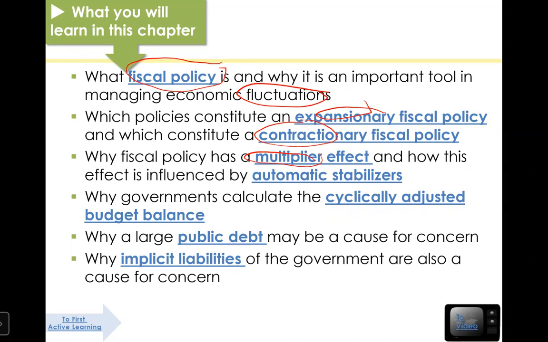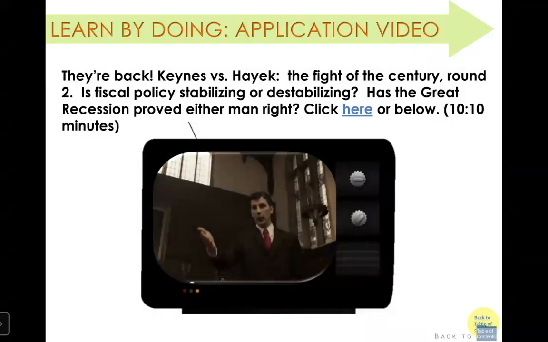Next, we are going to look at the budget balance. This is followed by public debt, and we also talk about implicit liability. Those are closely linked with each other. There's a video, and in class we won't have much time to watch, so I'll leave that for you. I encourage you to watch it. Essentially this is the second part of the earlier video we watched. There are two gentlemen, Keynes versus Hayek, two big giants of 20th century economic thought.